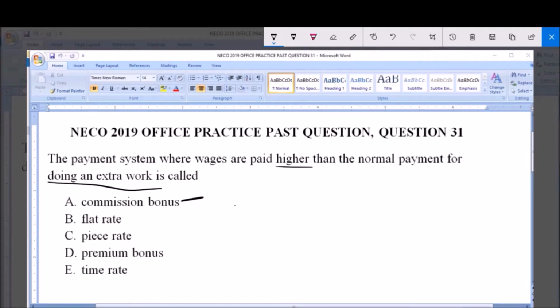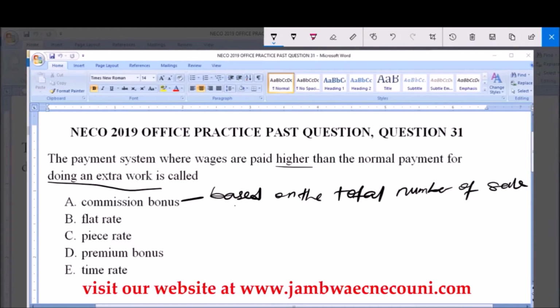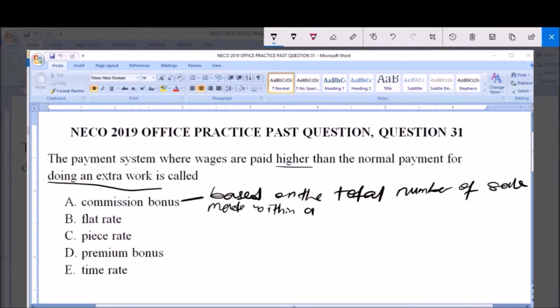That is, commission bonus is based on what? It is based on the total number of sales made within a given period of time.